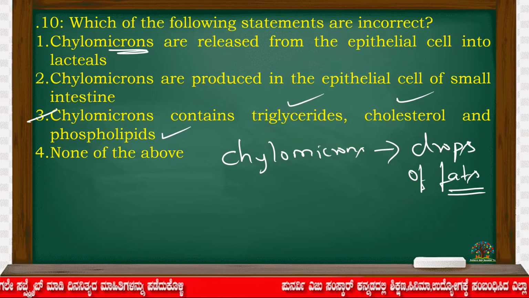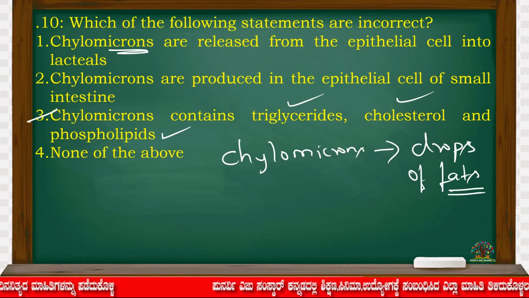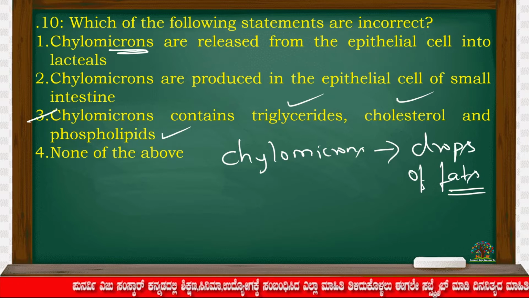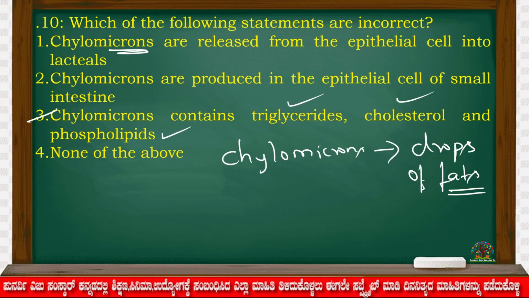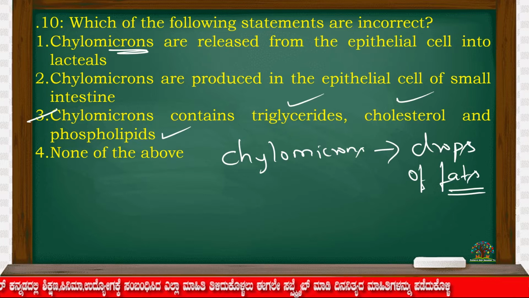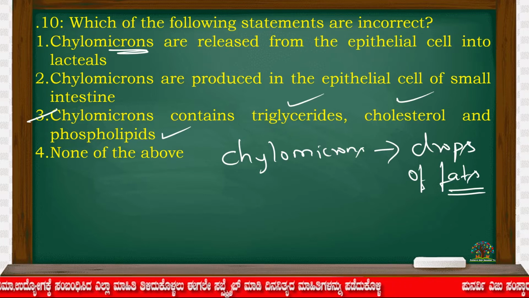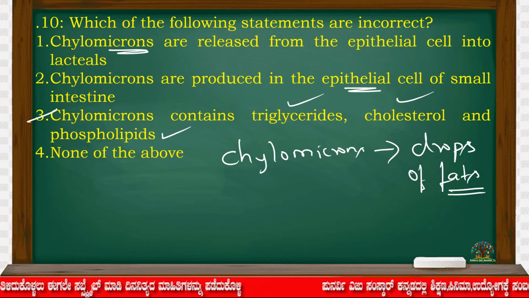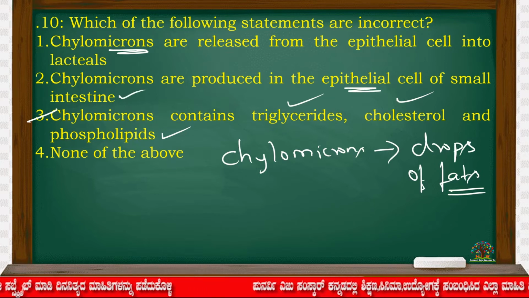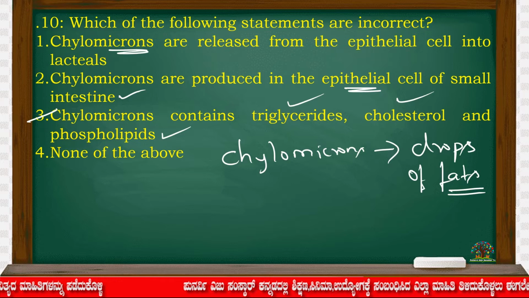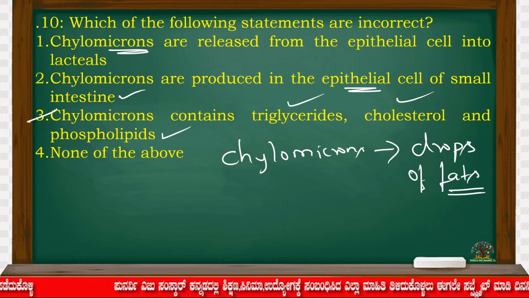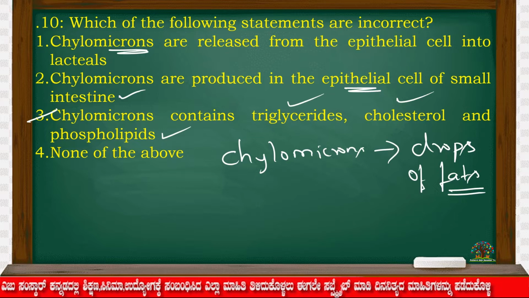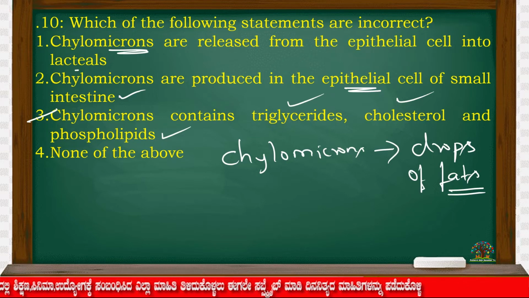Yes, absolutely, because chylomicrons are nothing but fats, and all these three constitute fats. Second option, chylomicrons are produced in the epithelial cells of small intestine. Yes, definitely. Small intestine has epithelial cells which are secretory in nature, and they are the ones which secrete these droplets of fats. First option, which reads chylomicrons are released from the epithelial cells into the lacteals.